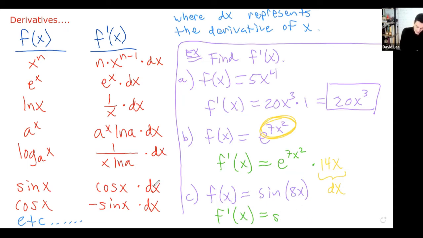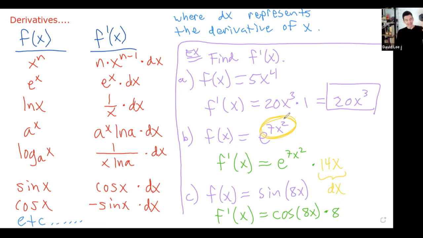Just kidding, the derivative of sine, of course, is cosine. Silly little me. But then I have to multiply by the derivative of x, right? That's the whole point of this little piece that says dx. It's the derivative of whatever this was. For this problem, the derivative of 8x is just 8, and so I'm going to put an 8 right there. And that would be it. That's how you find derivatives, right?